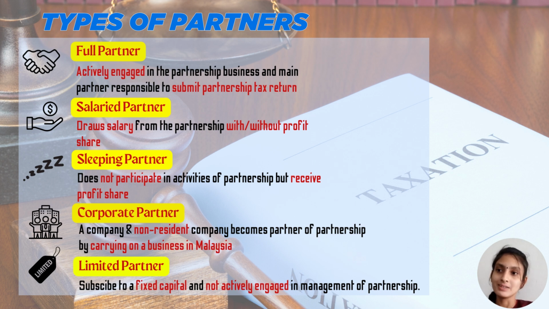The third type of partner is the sleeping partner. The word sleeping itself tells us already, right? Sleeping partners do not participate in the activities of the partnership, but they receive a profit share. And the fourth type is the corporate partner.